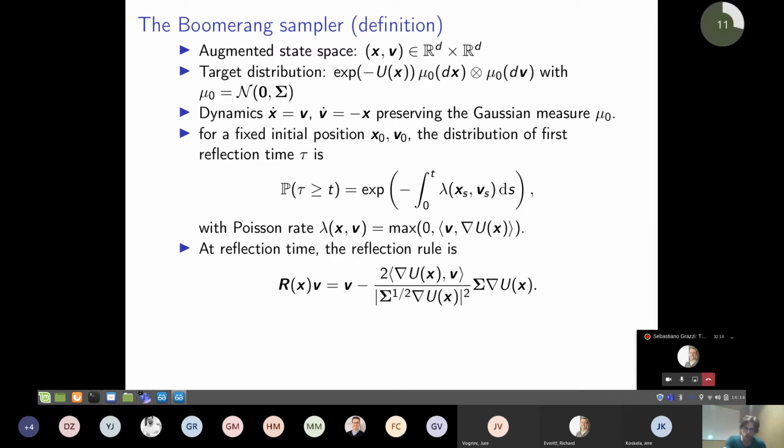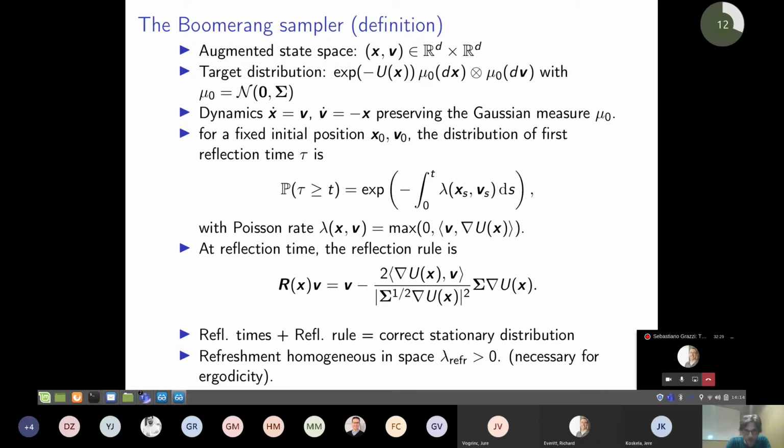At reflection time, the process reflects with a standard reflection on the contour of the potential function U. So again, it's very similar to the bouncy particle sampler. The reflection time and the reflection rule make sure that the stationary distribution is the correct one. And then we have, as I mentioned before, some refreshments, which are necessary for the process to be ergodic. The refreshments are just homogeneous Poisson times with some rate lambda ref.